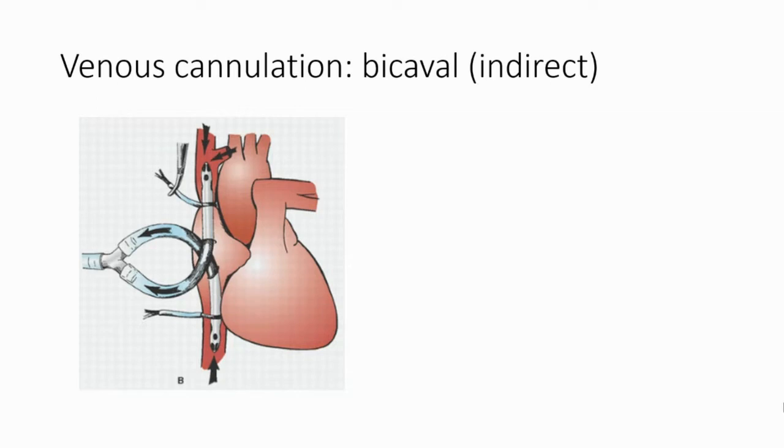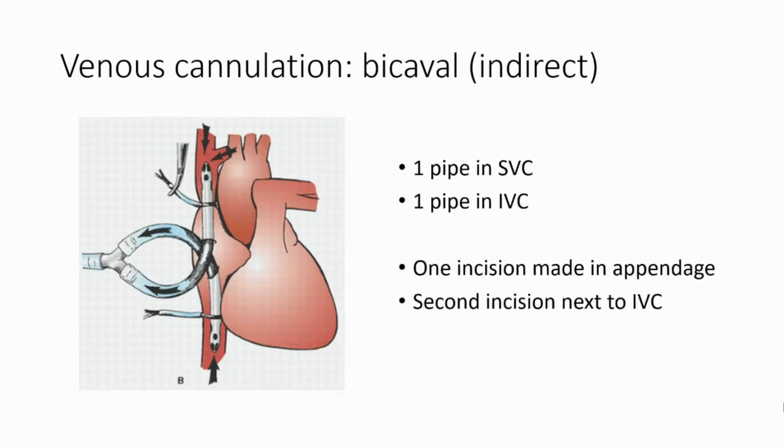So the way you would do this would be to make those same, essentially, instead of making one incision, you'll make 2 incisions, 1 in the middle of the atrium and 1 just proximal to the IVC, and then you'll pass the cannula up, one to the SVC, one to the IVC. This is called indirect bicaval cannulation, and that's because you're still making incisions in the middle of the atrium. Okay, one in the appendage and one next to the inferior vena cava.